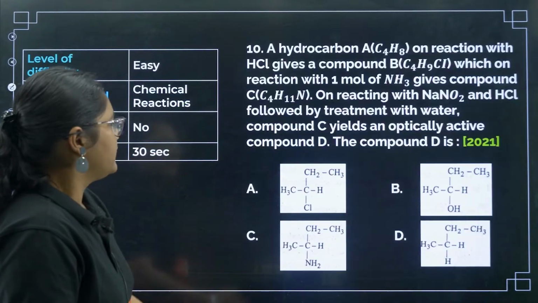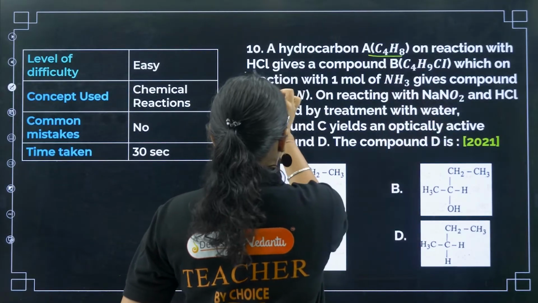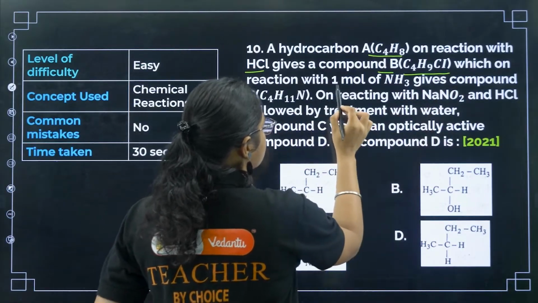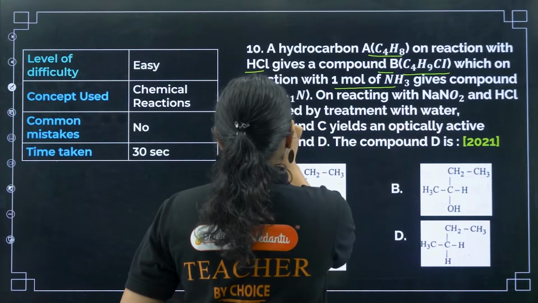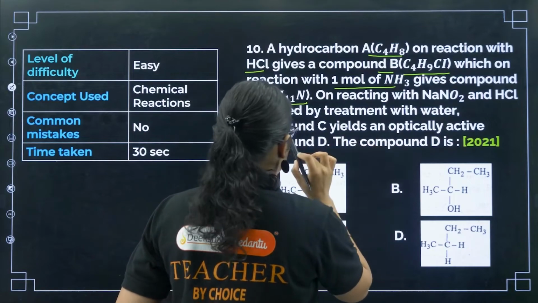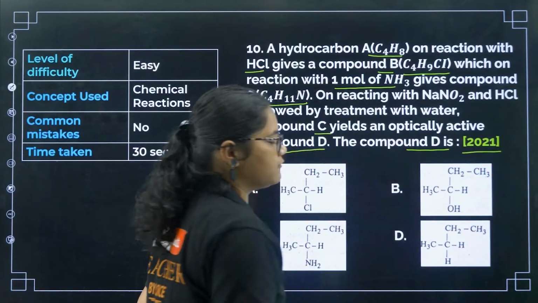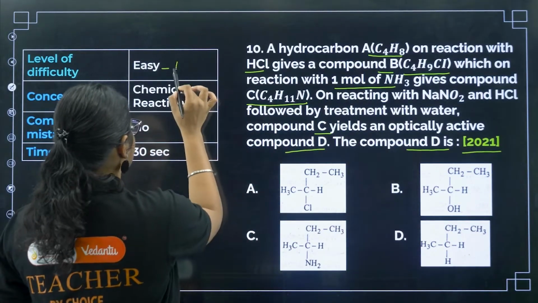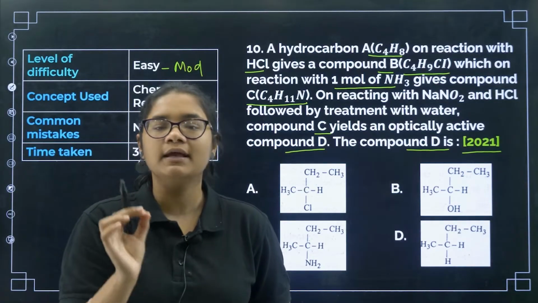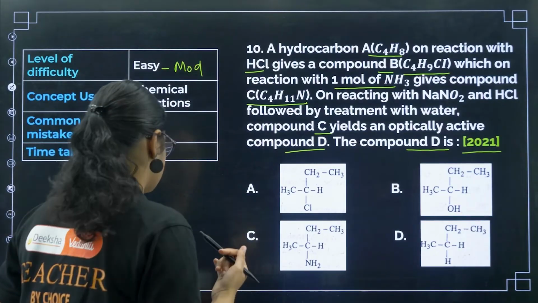Okay. Next, 10th question. Hydrocarbon A, C4H8 on reaction with HCl gives a compound B, C4H9Cl, which on reaction with 1 mole of NH3 gives compound C. On reacting with NaNO2 and HCl followed by treatment with water, compound C yields an optically active compound D. The compound D is... So 2021 question. This is also an easy to moderate question. See, the question here seems very lengthy, but very basic reactions have been taken. So I don't think this question should be difficult, but let us start with this.